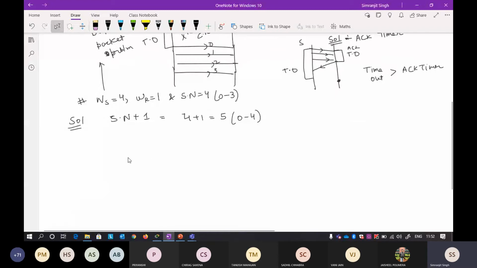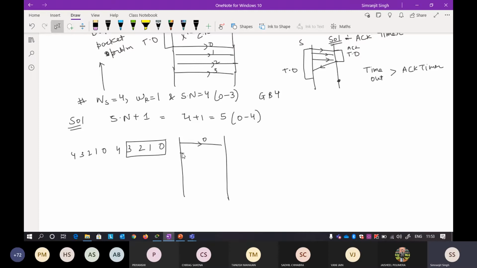Okay, so I already know that the sequence numbers are 0, 1, 2, 3, 4, and then again 0, 1, 2, 3, 4. So it will repeat itself, but the window size we already decided is 4. Okay, so the window size is 4. Now what will happen here? Understand this very important point.